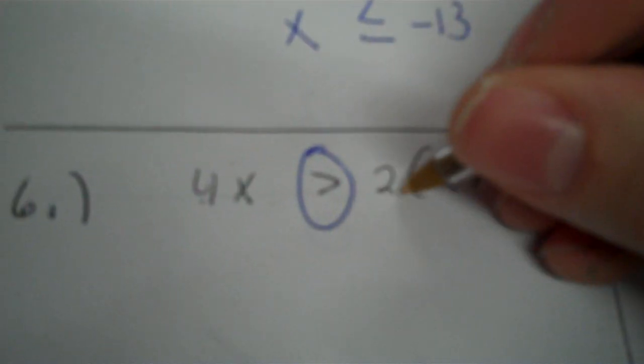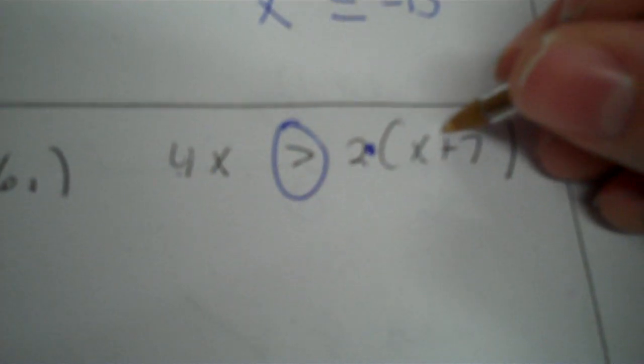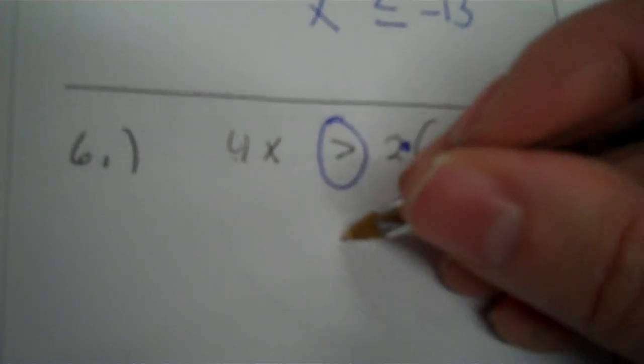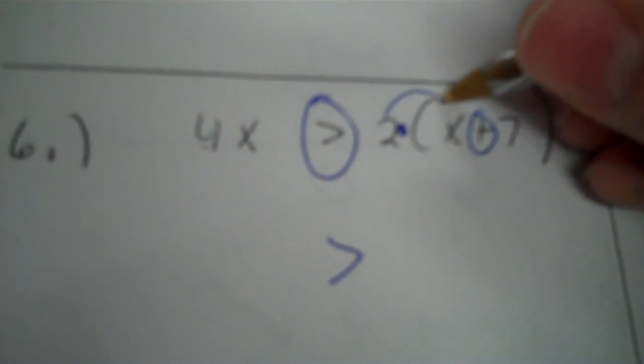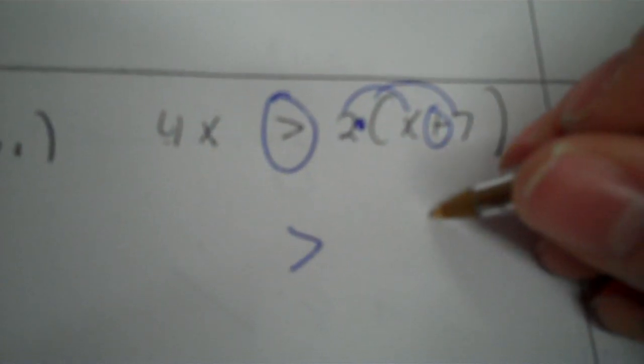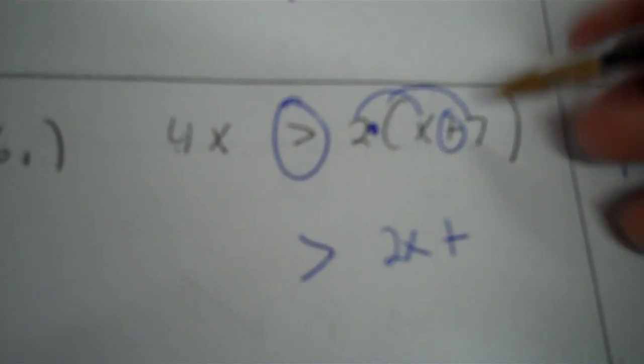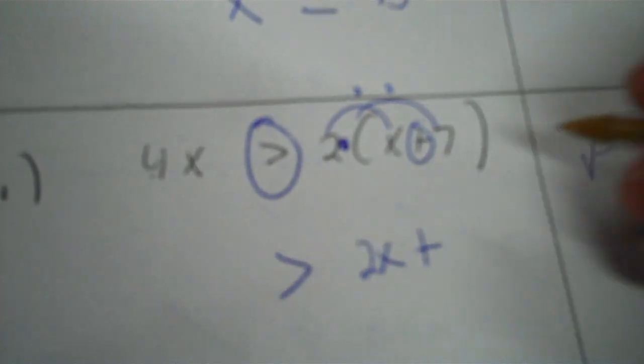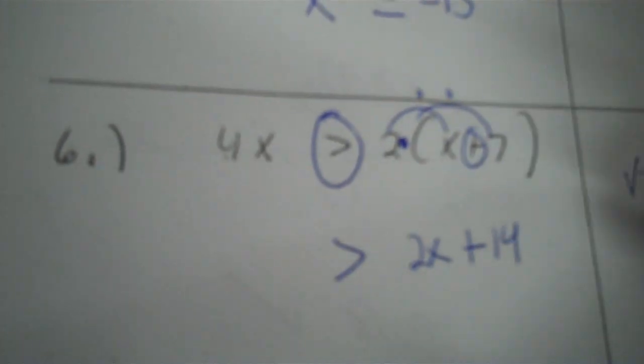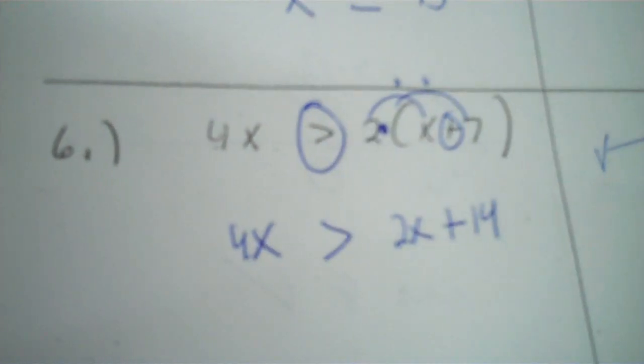Okay, number 6, 4x is greater than 2 times the quantity x plus 7. So, first thing you need to do is distribute, okay? The sign will not change. 2 to x, 2 to 7. So 2 times x is 2x, then 2 times 7, remember your timesing, is 14. The other side you got 4x.